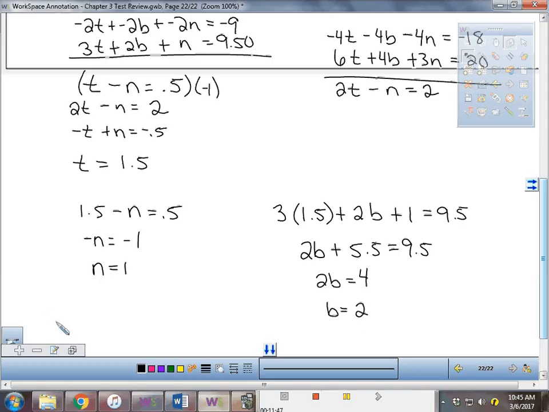So nachos are $1. Let's see, tacos are $1.50. And your burritos will cost you $2.